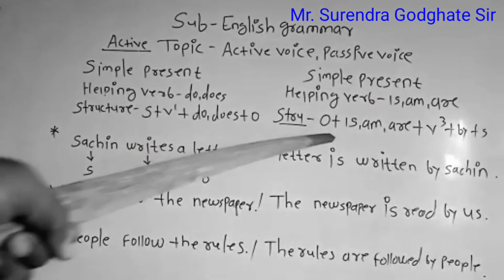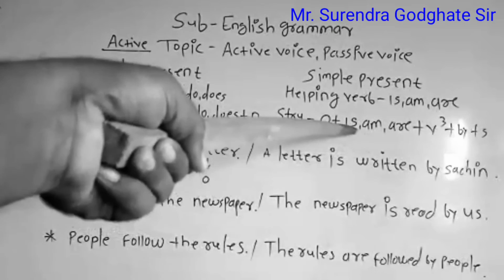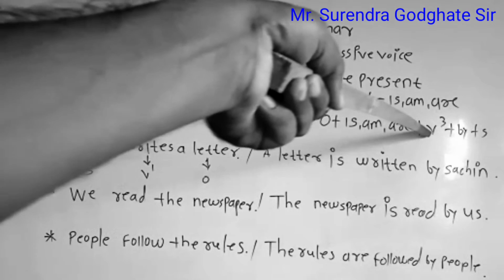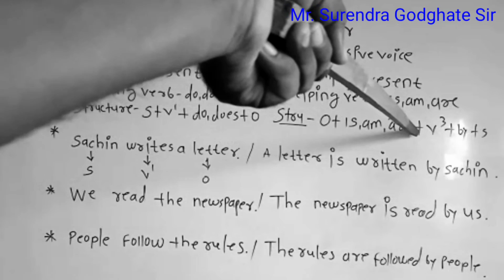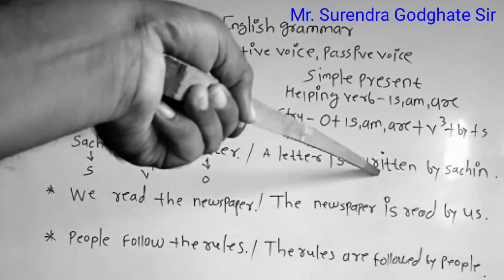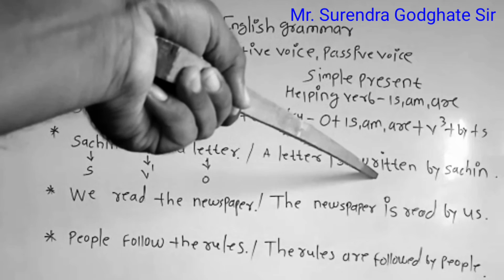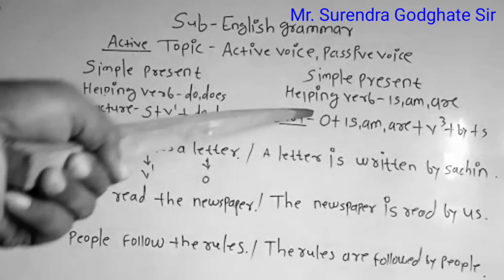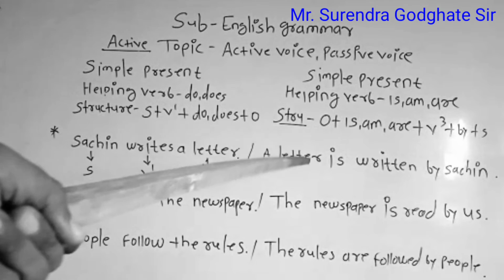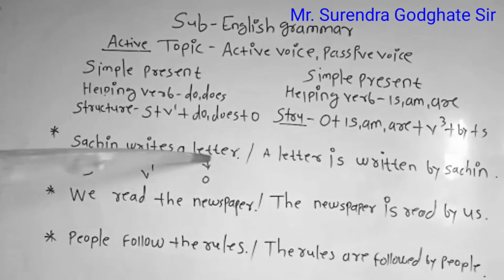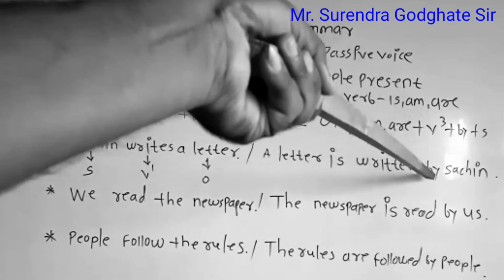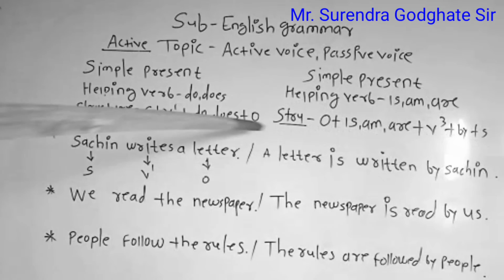Later we apply the helping verb is, am, are. Because letter is singular, we have to apply is. Then compulsorily there will be V3. V1 is write, wrote is V2, and written is V3, so we have to apply V3 completely here. By plus, last, Sachin, that is the subject. According to this structure, later this is the object, then helping verb is, then V3, and by plus Sachin, the subject.